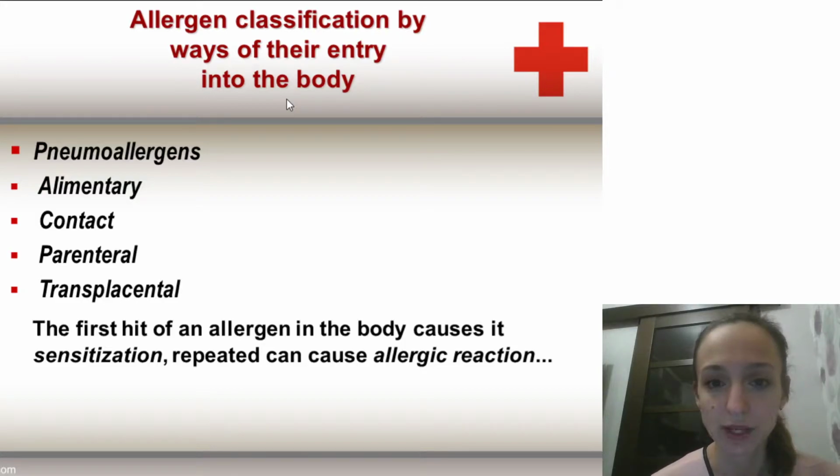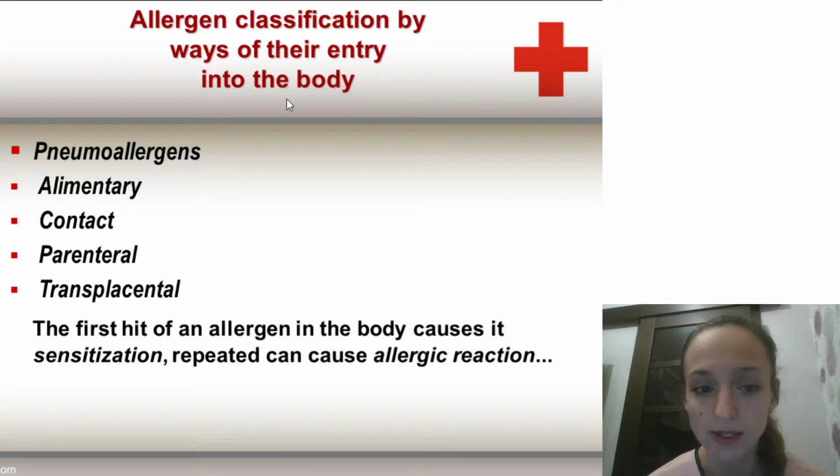So, there is a classification by ways of their entry into the body. You should write this classification. For example: pneumoallergens, alimentary, contact, parenteral, and transplacental. The first hit of an allergen in the body causes its sensitization, and repeated contact can cause an allergic reaction.